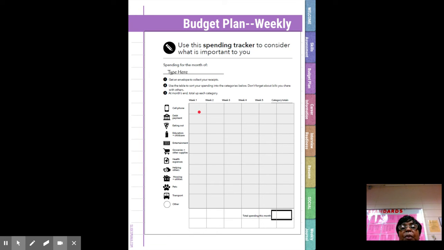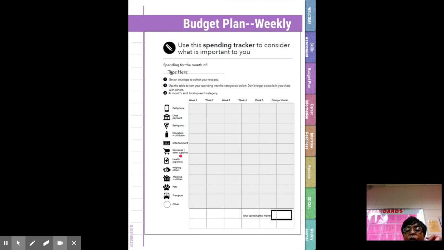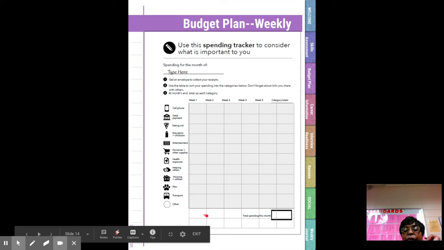So how much you're going to be paying for your cell phone that week, your debt payments, how much you're going to be spending eating out, education and childcare, entertainment, grocery, health, helping others, housing and utilities. Do you have a pet? If so, how much you spend on it, transportation, and others. So by the time you get to all of your weeks, you're going to total it down here for each week, and then you'll put your grand total over here. Okay?